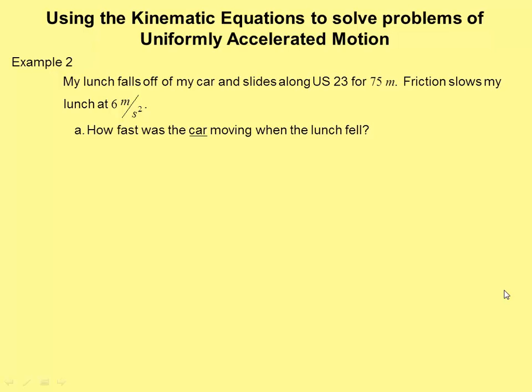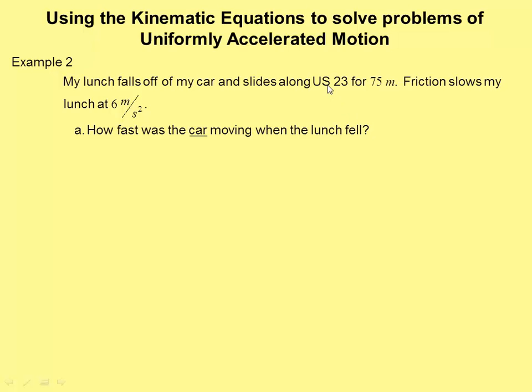So here is example number 2. I live up in Fenton, and so every day I have to hop in my car and drive down US 23 to get to Heartland to teach you wonderful boys and girls. So, in this case, if I bring a lunch, sometimes I put the lunch on the back of my car in order to get in or to move something around. And in this case, I've forgotten my lunch on my car.